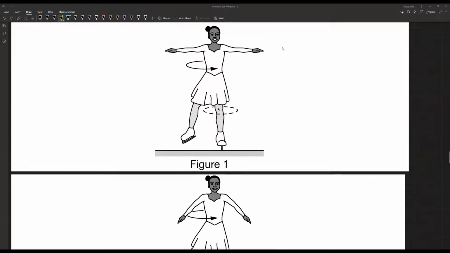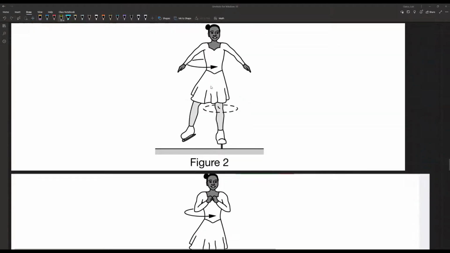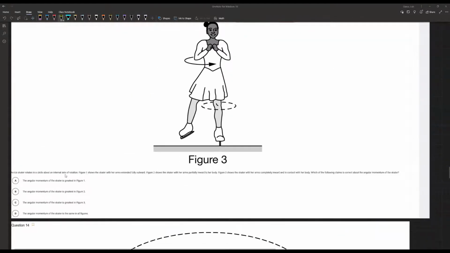Here we have a figure skater shown in figure 1. They have their hands out and they are rotating about one foot. And then they're going to bring their hands in. It reads, an ice skater rotates in a circle about an internal axis of rotation. Figure 1 shows the skater with her arms fully extended. Figure 2 shows the skater with her arms partially inward to her body. And figure 3 shows the skater with her arms completely inward in contact with her body. Which of the following claims is correct about the angular momentum of the skater?